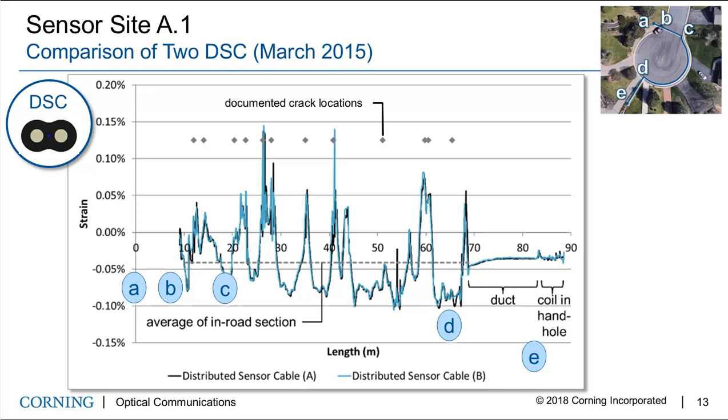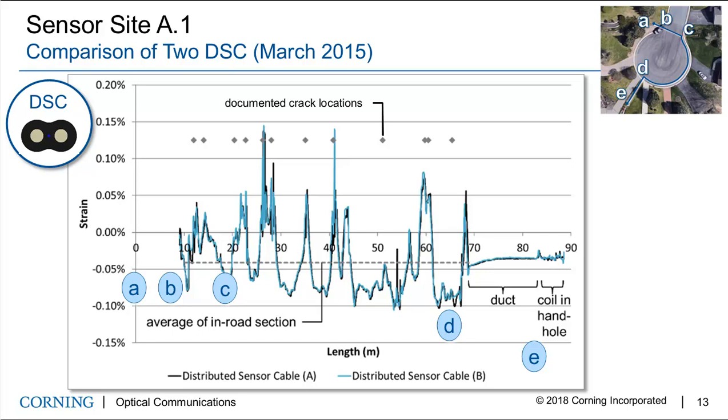This plot shows the strain along the length of the cable of actually 2 sensor cables that were installed in that same slot. And this is in March of 2015, so some months after the initial installation. The figure shows the change in strain on the vertical axis and length along the cable on the horizontal axis. The markers A, B, C, D, and E are shown at their proper positions on the plot.